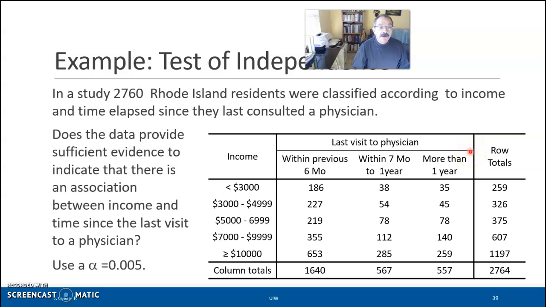This is part 5 of the Module 10 lecture. In this part, we're going to talk about an example of how to perform a test of independence.